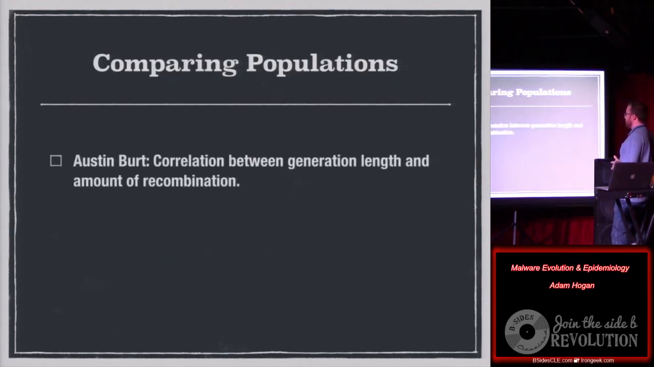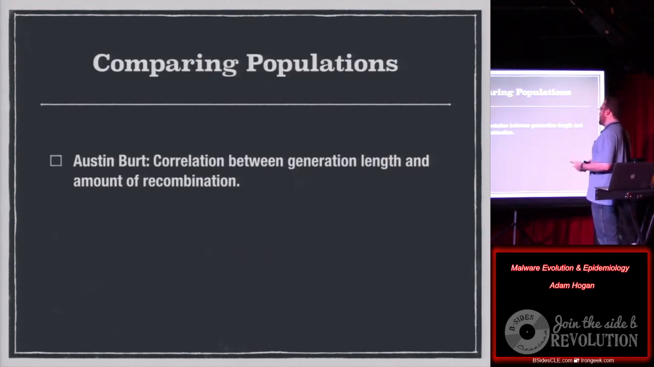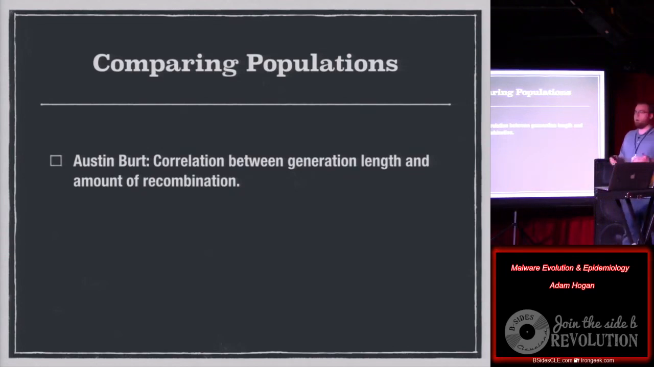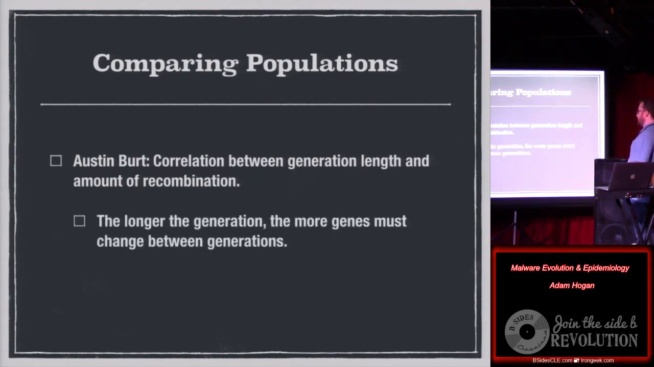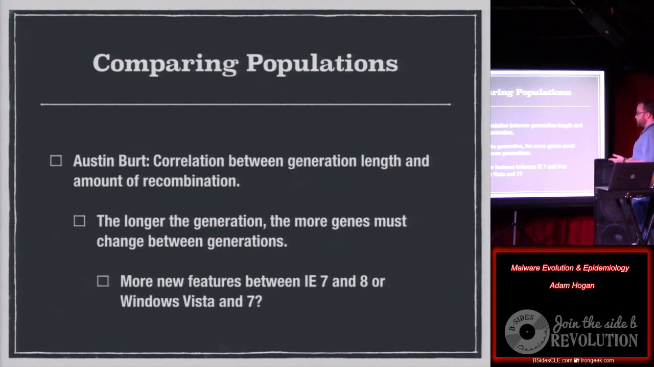Let's see, comparing populations. One of the things we can also get out of this theory is that there is a correlation between generation length and the amount of recombination, right? The longer a given life form is alive, the more it's going to want its offspring to be different from it. Right? So longer generations, more genes must change between generations, which I think matches, right? Is there more new features when you go from Internet Explorer 7 to 8 or say from Windows Vista to Windows 7, right? A lot more new stuff in your operating system, right? Much longer generation on an operating system than a browser. So we see greater recombination there.